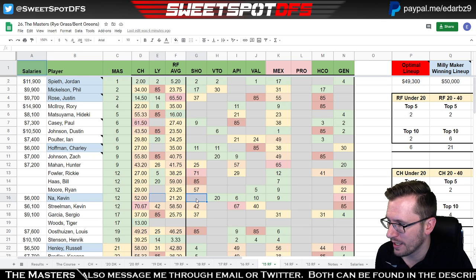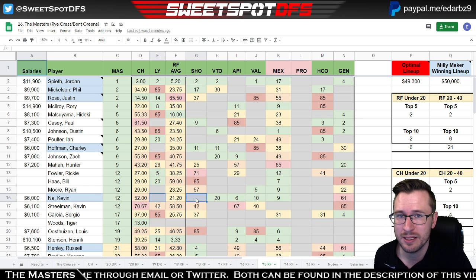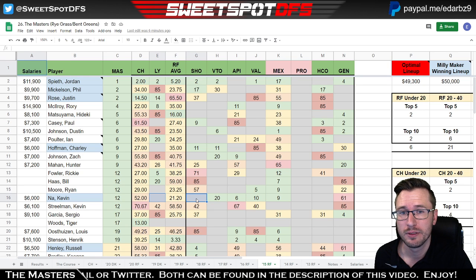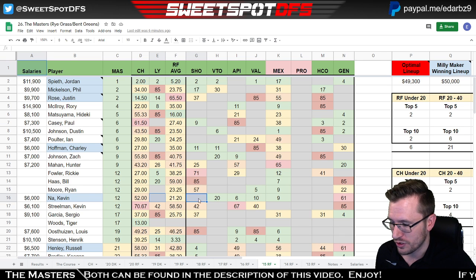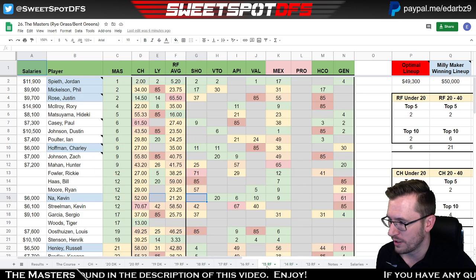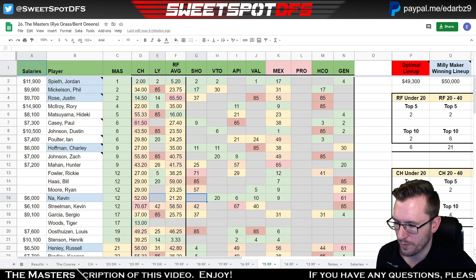But either way, you had Kevin Na at 6K. He ended up being in the Millionaire Maker winning lineup. So we had another 2-1 that you would have wanted to play in the 6K range yet again. So that's basically all we have for DraftKings data. His recent form average is a little bit better, 21.2.